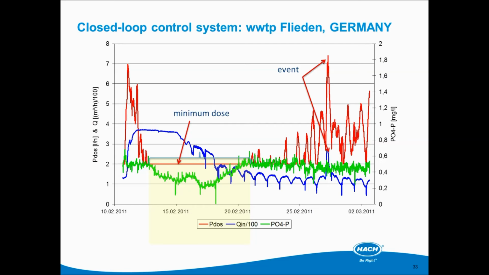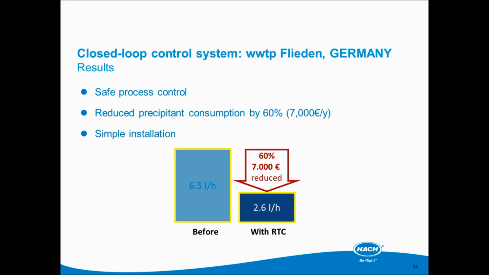The load peak entering the works, presumably from the juice factory, is responded to by the PRTC algorithm, and the dose is increased to counter this effect. And that's seen at the peak marked event. The installation of the PRTC at this site reduced the ferric dose by 60% and guaranteed compliance.